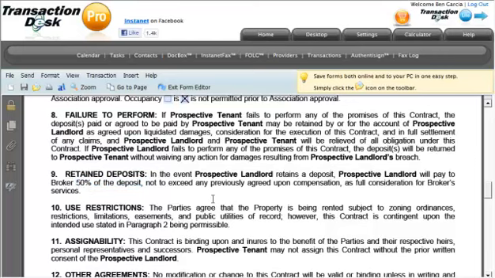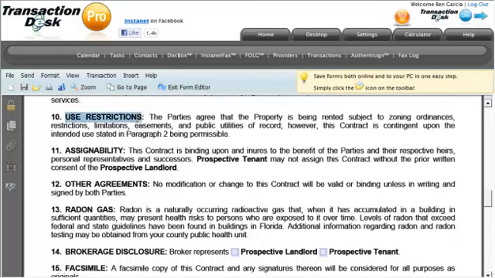Okay? Use restrictions, usually residential, that you agree to. Don't start a beauty salon in a condo. According to zoning and ordinances, it's usually residential. Okay?